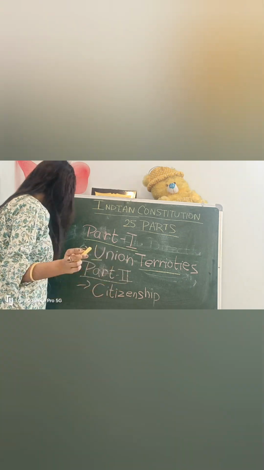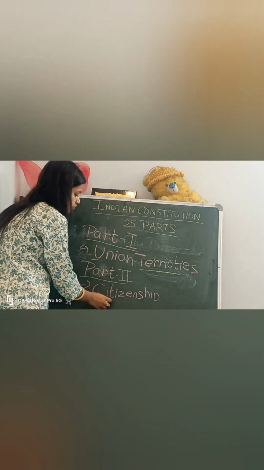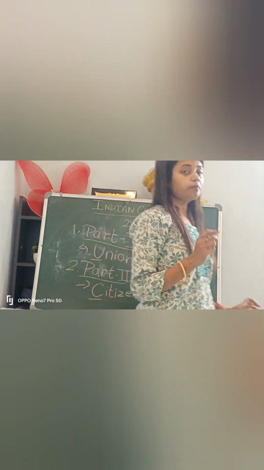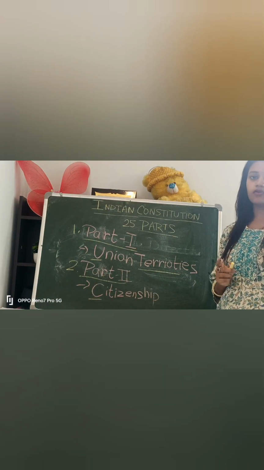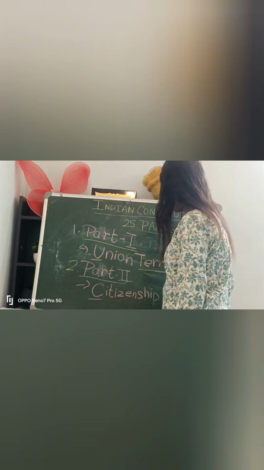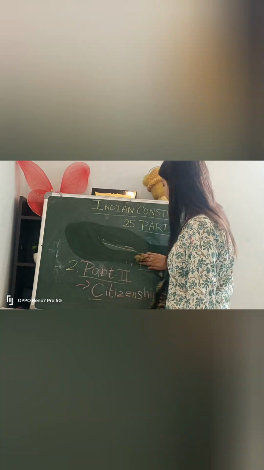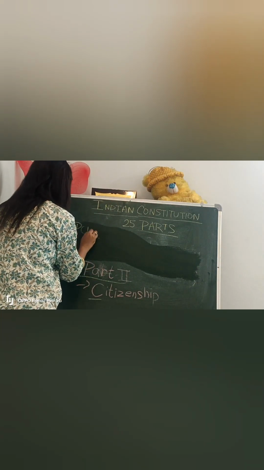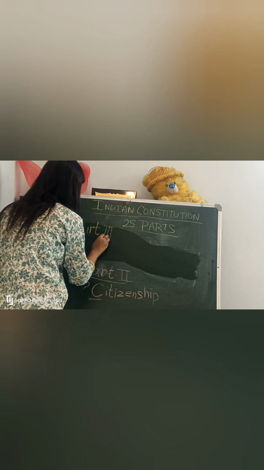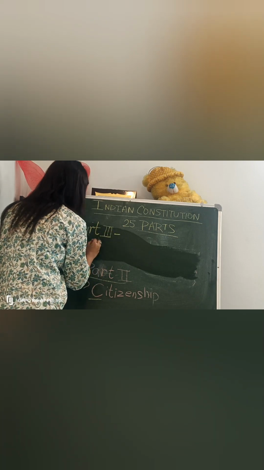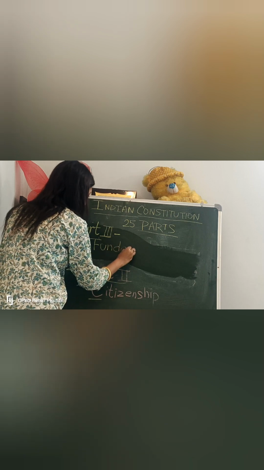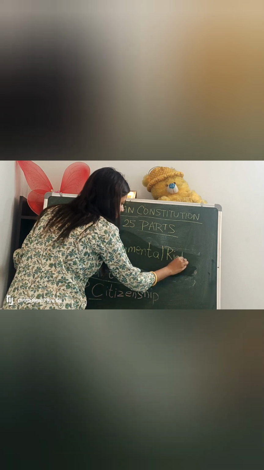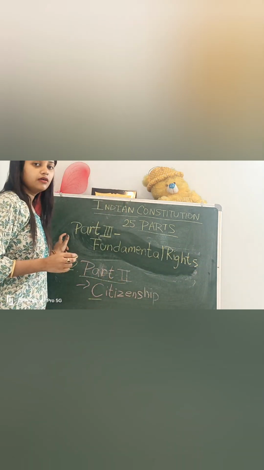That's the mnemonic: you can. So C stands for citizenship. This is part 1, and this is part 2. Now we will go to part 3. Part 3 mnemonic was F. That was the word fly. Part 3 is fundamental rights. F, fundamental rights. Okay, part 3 is our fundamental rights.